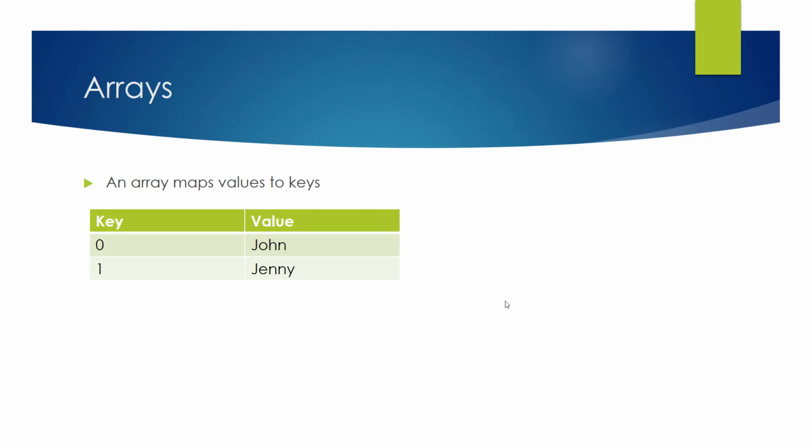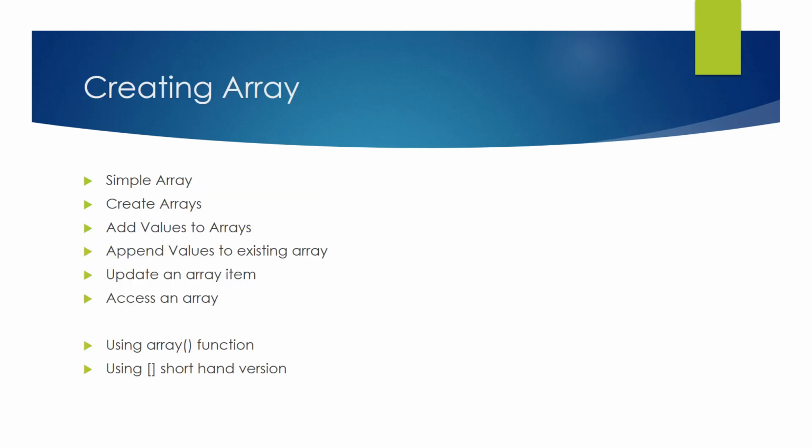Now in this one, we'll be taking a look at simple arrays in PHP. We'll also see how we can create a simple array, how we can add values to our simple arrays, append values to an existing array, update an array item, and access an array. In order to create an array, there are two ways. First is using the array function, and the other one is using the square brackets. That's the shorthand version. For readability purposes, we recommend going with the array function.